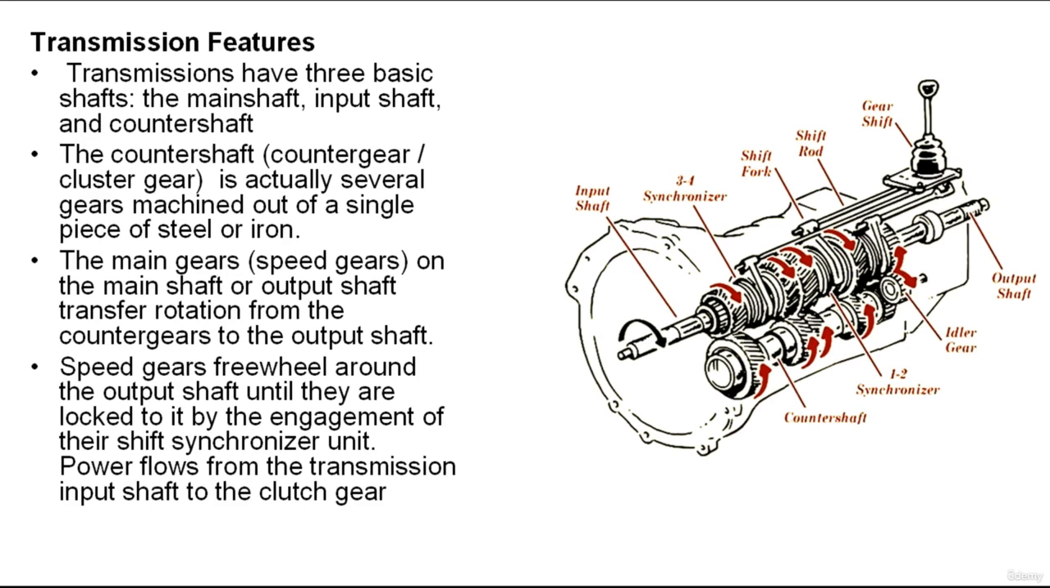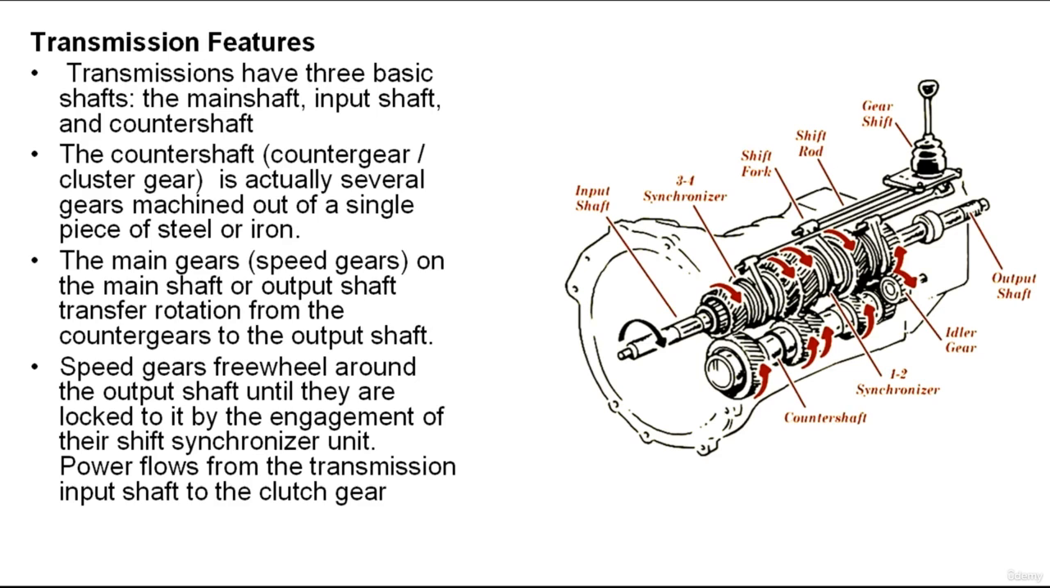Power flows from the transmission input shaft to the clutch gear. The clutch gear meshes with the large counter gear of the counter gear clusters, and this cluster gear is now rotating. Since the cluster gear is meshed with the speed gear on the main shaft, the speed gears are also turning.